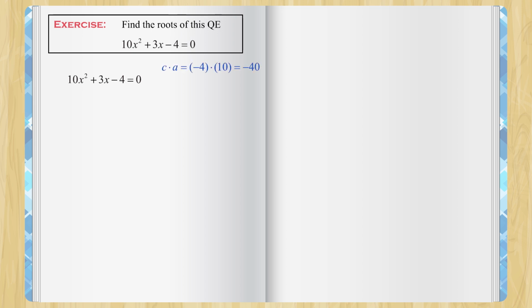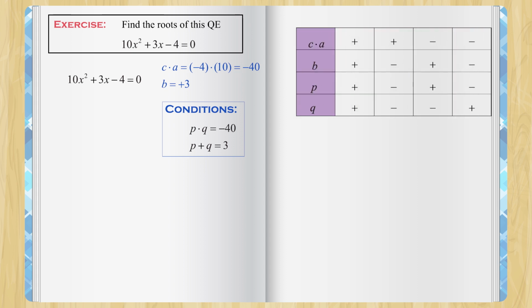C times A is -4 times 10, which equals -40. B equals +3. The conditions that the two numbers must satisfy are P times Q should be equal to -40 and P plus Q should be equal to +3. Now use the table to write the signs of P and Q. Minus, plus, plus, minus. Therefore P is positive and Q is negative.